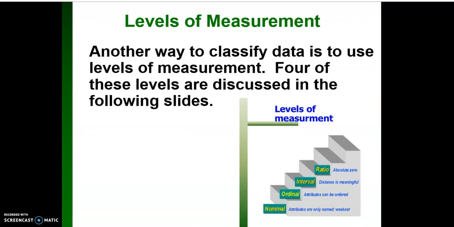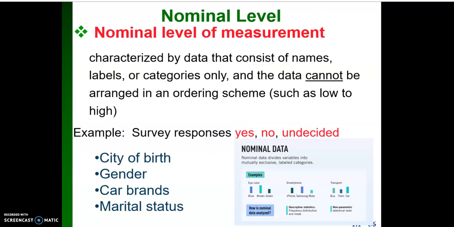Before the previous section, you have learned how to differentiate data using quantitative, qualitative, continuous, or discrete. Under this section, another way to classify data is to use levels of measurement. There are 4 different levels of measurement. We'll see one by one. The first level is called nominal level.